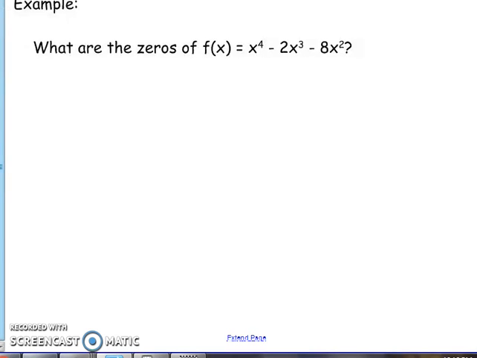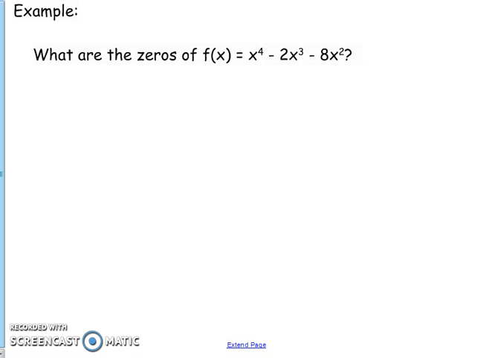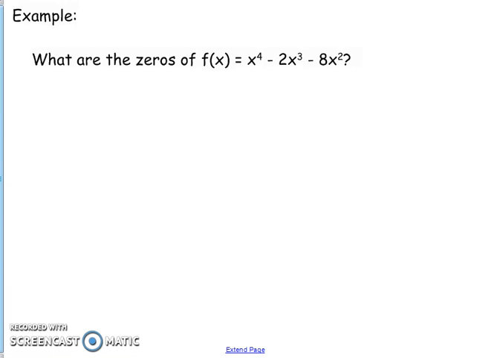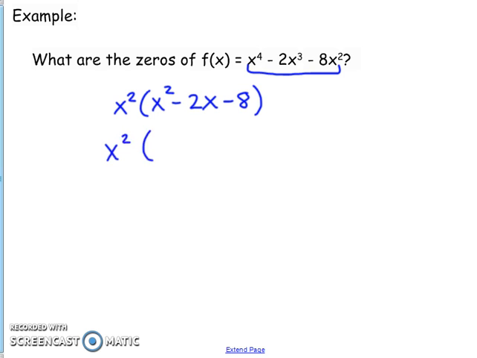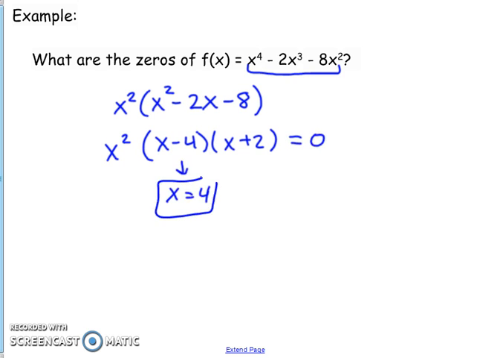So with this example, I'm going to use factoring. I'm going to take out my GCF from here. So x squared comes out. I have an x squared minus 2x minus 8. Okay, now I have a quadratic left. So I'm going to factor what multiplies to negative 8 and adds to negative 2. I'm going to have a negative 4 and a positive 2. So when I set this to 0, these will be x equals 4 and x equals negative 2.